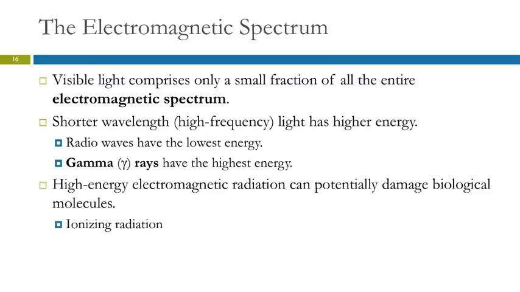So we've been talking about light as electromagnetic radiation. Visible light is only a small part of the whole spectrum of electromagnetic radiation. The shorter wavelength light has a higher frequency and it has higher energy. A longer wavelength is a lower frequency and a lower energy. And I say that slowly because those relationships are so easy to get backwards.